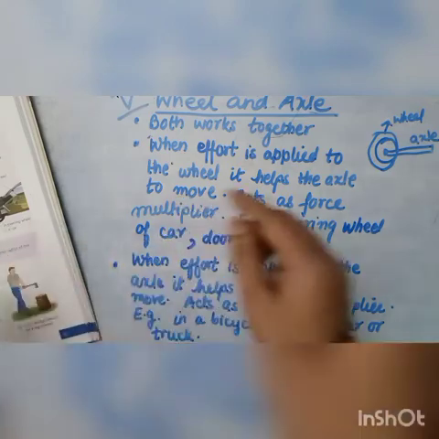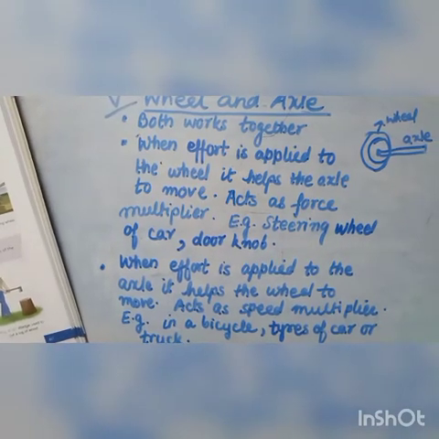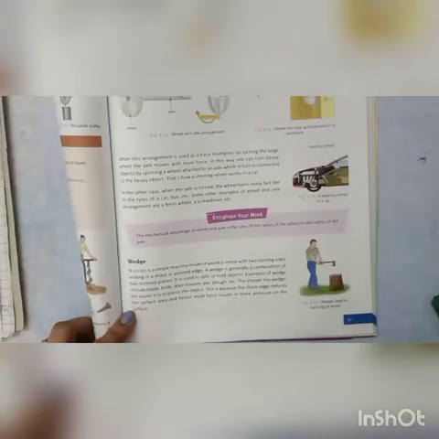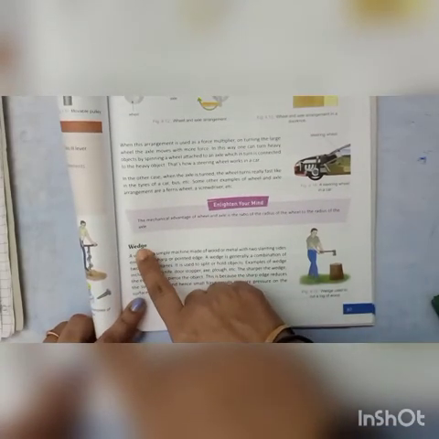Okay, so wheel and axle. So this is your fifth simple machine. Now the last one is your wedge. Now the last type of simple machine is the wedge.